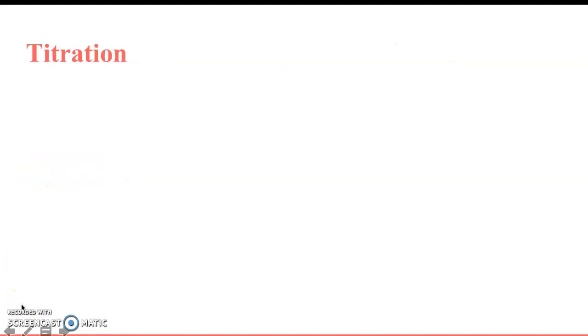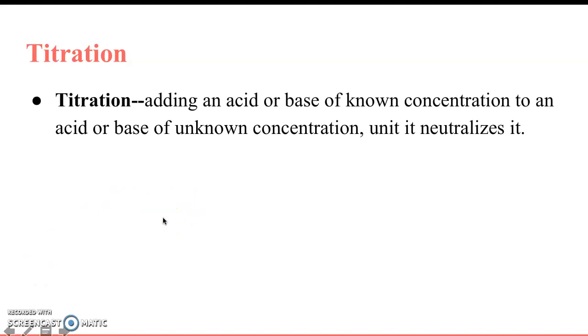So our new topic is titration. Titration is a method that we use in lab to figure out the concentration of an unknown acid or base. So you've collected a sample of an acid or a base and you need to figure out the concentration. This is how you would do it. So again, titration, here's your definition: adding an acid or a base of known concentration to an acid or a base of unknown concentration and forcing a neutralization reaction.